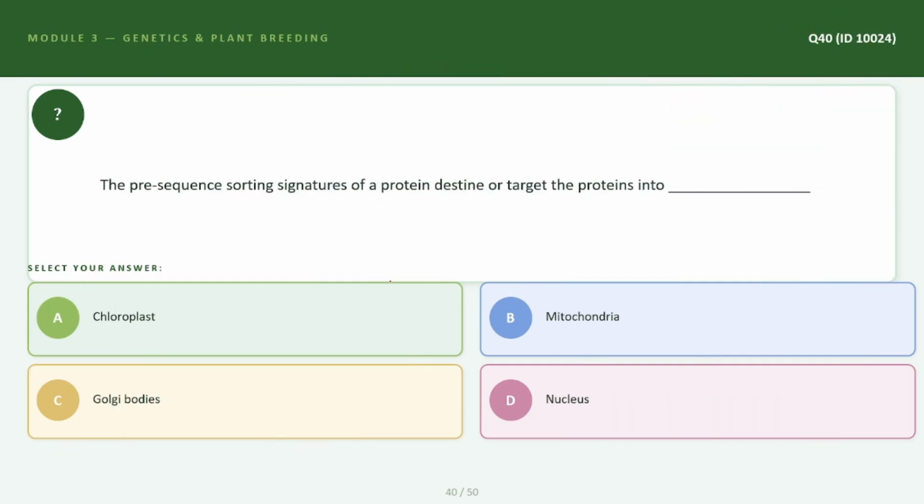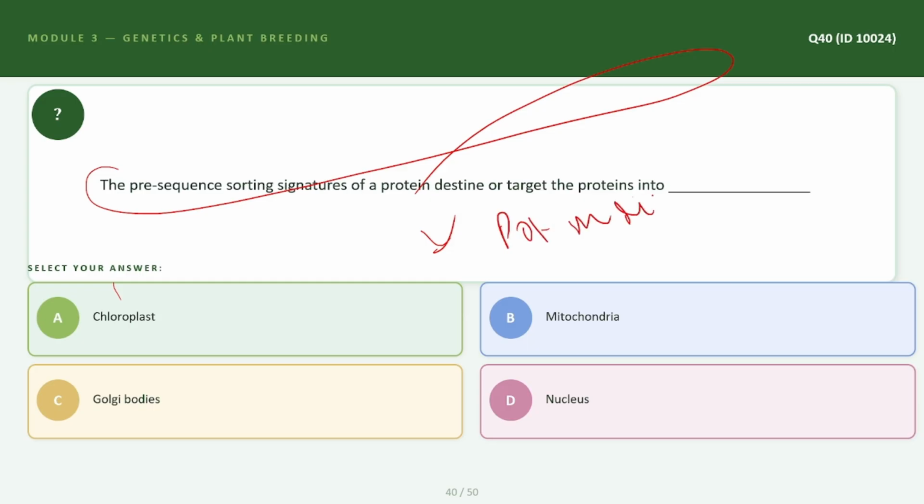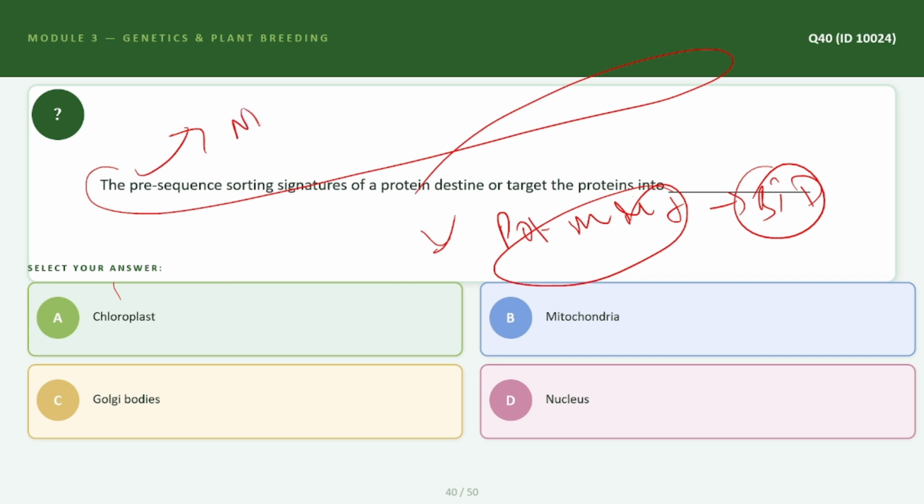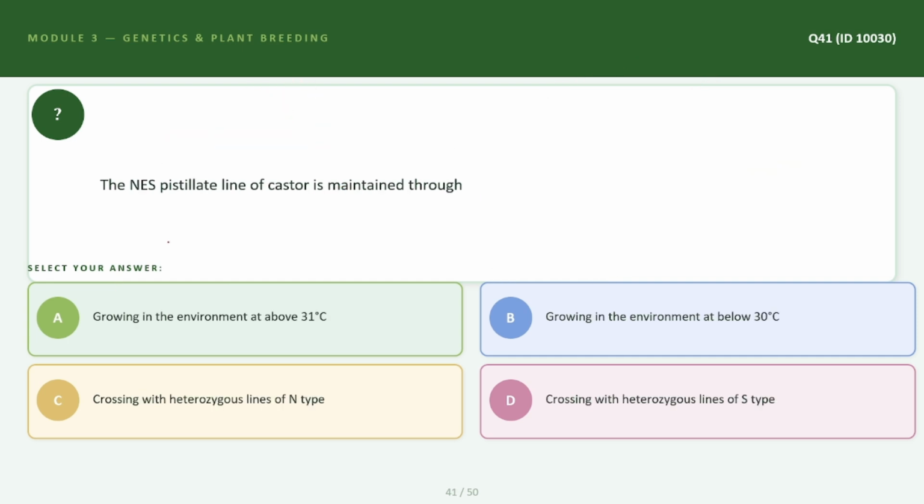You can watch this. Then this is again directly taken from the book, post-translational modification, in the chapter of BDC. If you read this chapter, you will get the answer. There are so many signature sequences, pre-sequences, NLS sequences, which are all post-translational modifications. Then NAS pistolate, this is also present directly.